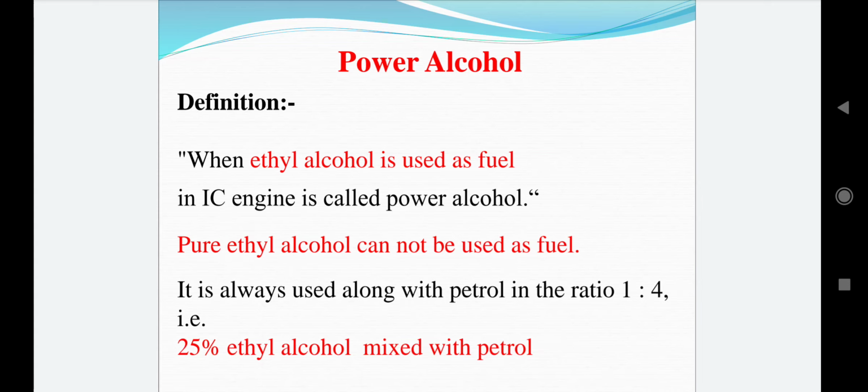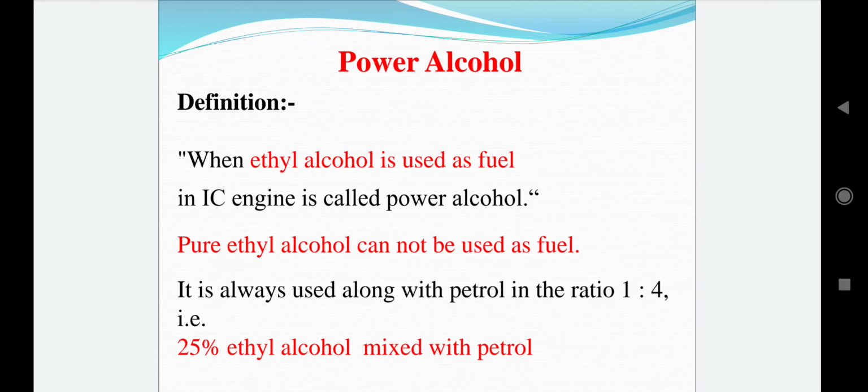Today we are going to see some examples of liquid fuel. In that, the first one we will see is power alcohol. What is meant by power alcohol? As the word itself tells, alcohol is there in the fuel.